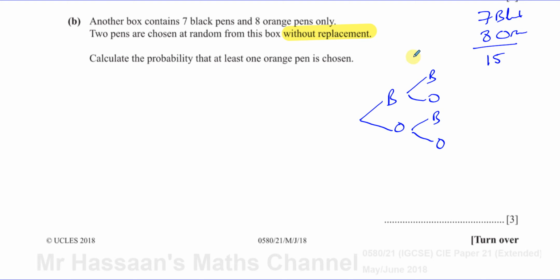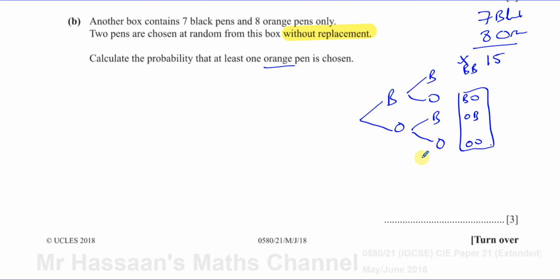So the outcomes here are either you get 2 blacks, or you get a black and an orange, or you get an orange and a black, or you get 2 oranges. Okay, so we want at least 1 orange. So we want to have all of these combined outcomes. So the only outcome I don't need is this.